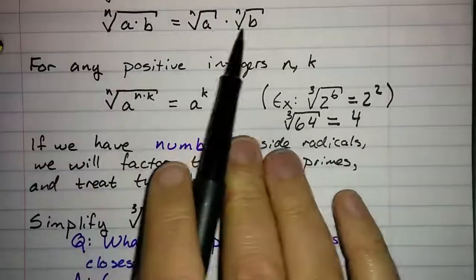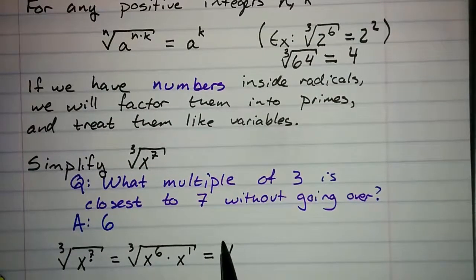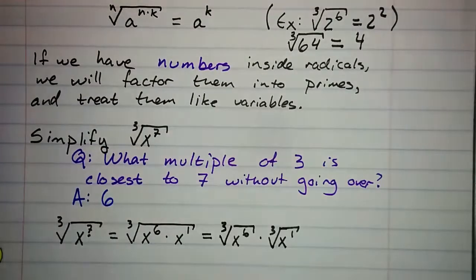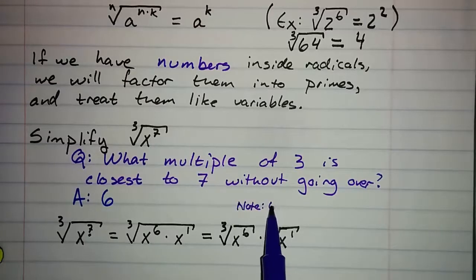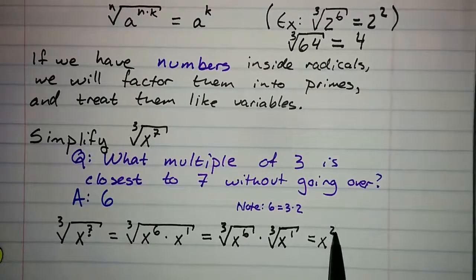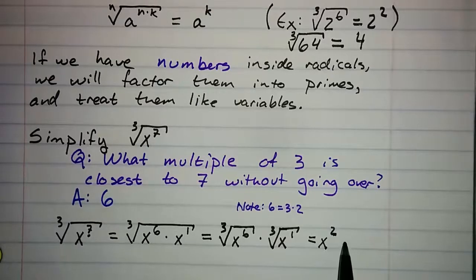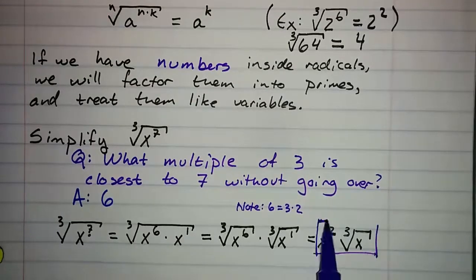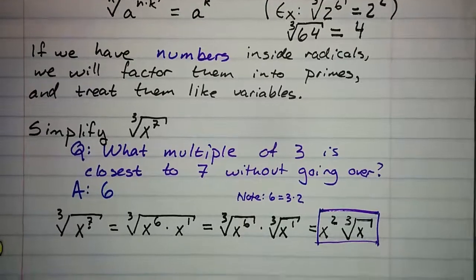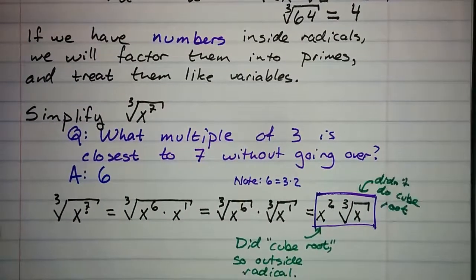And now, using this rule, I'm going to write that as the cube root of x to the 6th times the cube root of x to the 1. And I'm carrying this 1 around just for the moment. I'll stop writing it eventually. Now using this rule, and noting that 6 is 3 times 2, the cube root of x to the 6th is x squared. The cube root of x to the 1st I can't do anything with. So I have x squared times the cube root of x. And this is my simplified form. Notice, what's outside the radical? The stuff I already took the cube root of. What's left inside? The stuff I didn't take the cube root of.